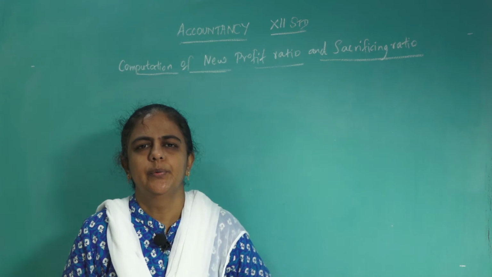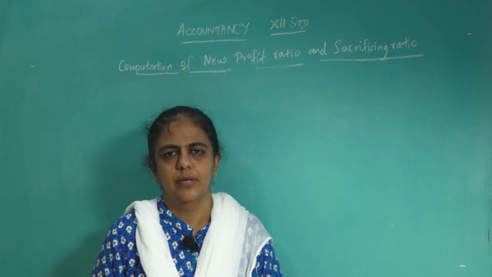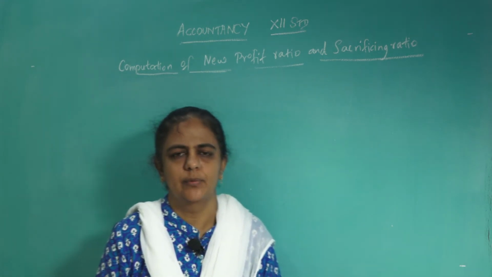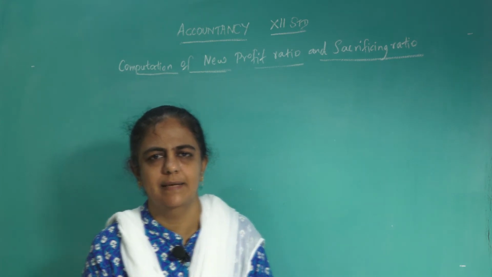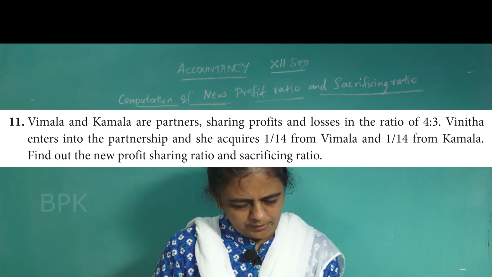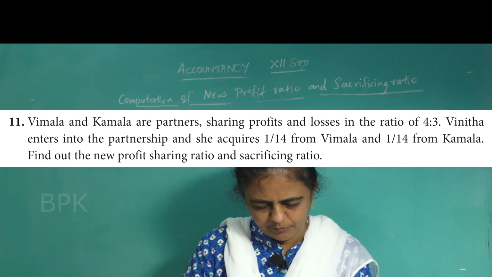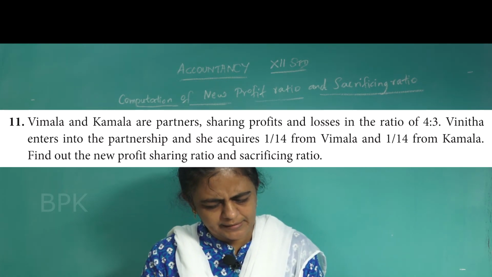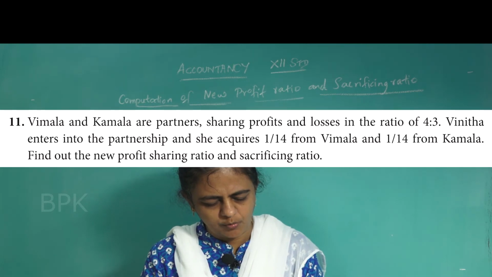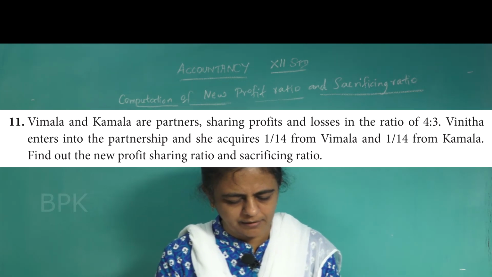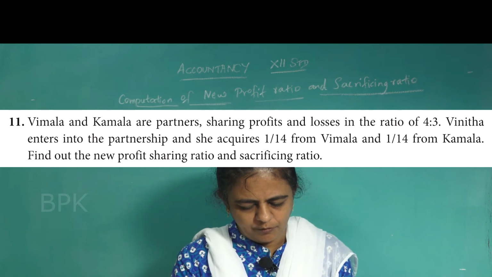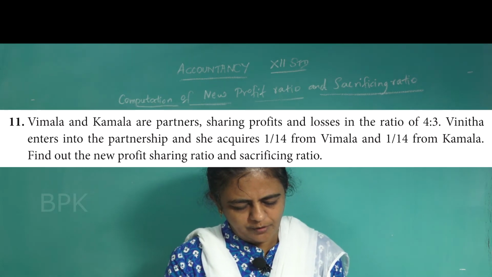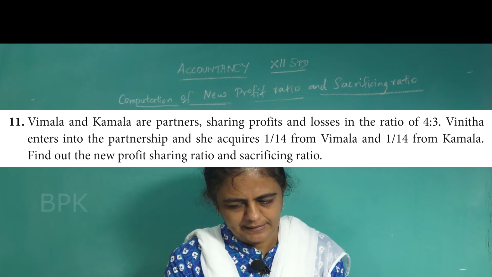Next, we will do question number 11. Okay, I will read the question. Question number 11, page number 176. Vimala and Kamala are partners sharing profits and losses in the ratio of 4 is to 3. Vinita enters into the partnership and she acquires 1 by 14 from Vimala and 1 by 14 from Kamala. Find out the new profit sharing ratio and sacrificing ratio.